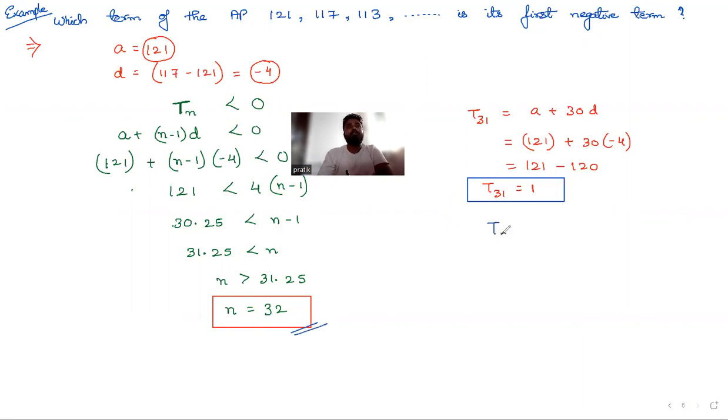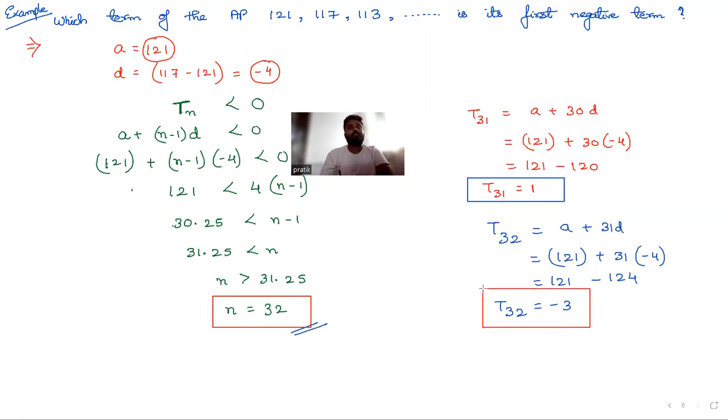So finding out the value of T32, which is nothing but A plus 31d. So A is 121 plus 31 into minus 4. So this is 121 minus 124. So how much is T32? Basically, it is nothing but equal to minus 3. So that is your first negative number.